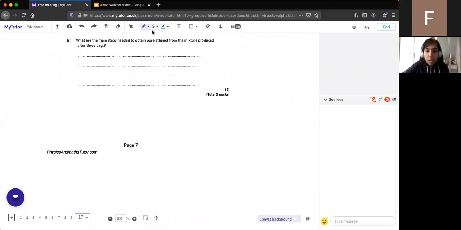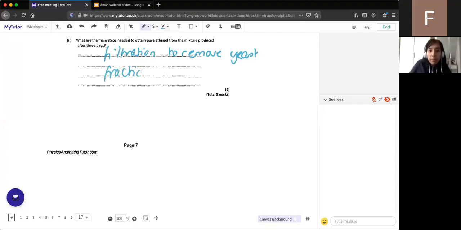Good. The first one we need to do is filtration, and that's to remove the yeast. What's the second step then? Fractional distillation. Excellent. Well done. So fractional distillation, and the reason for that is to boil off any water so that we get pure ethanol. So it's to remove water, essentially.